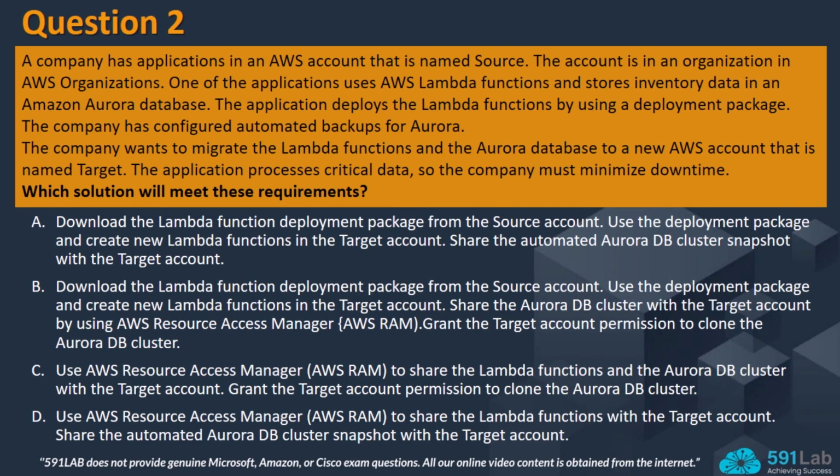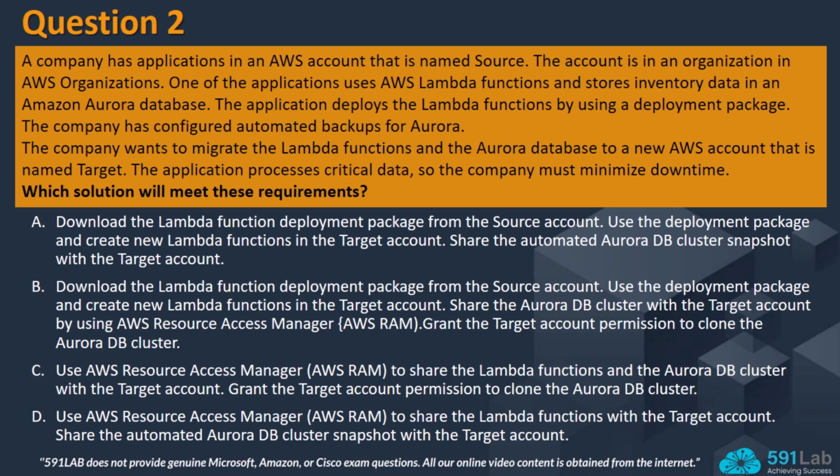Question number 2. A company has applications in an AWS account that is named source. The account is in an organization in AWS Organizations. One of the applications uses AWS Lambda functions and stores inventory data in an Aurora database. The application deploys the Lambda functions by using a deployment package.